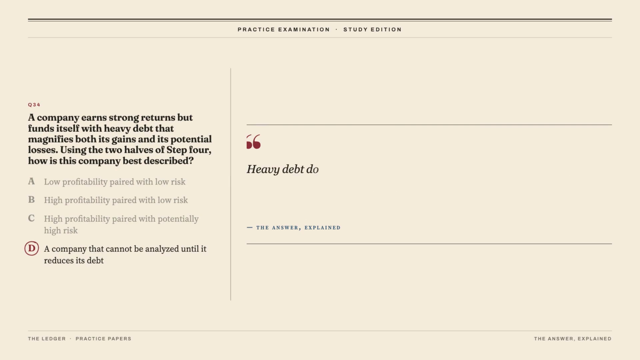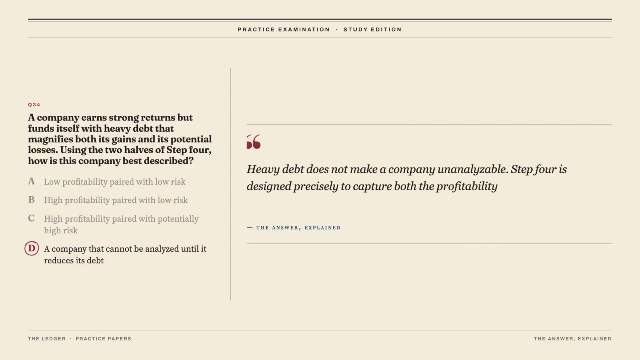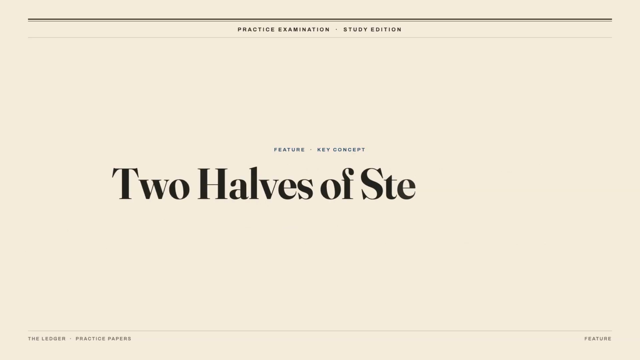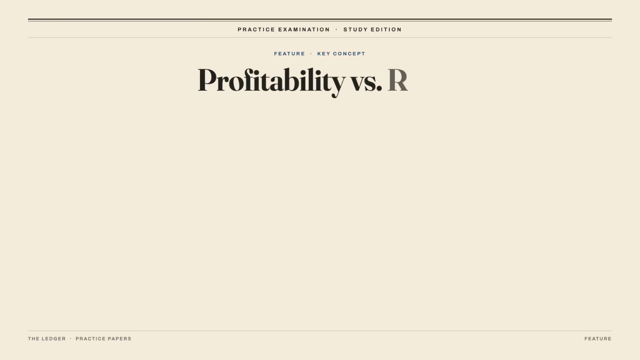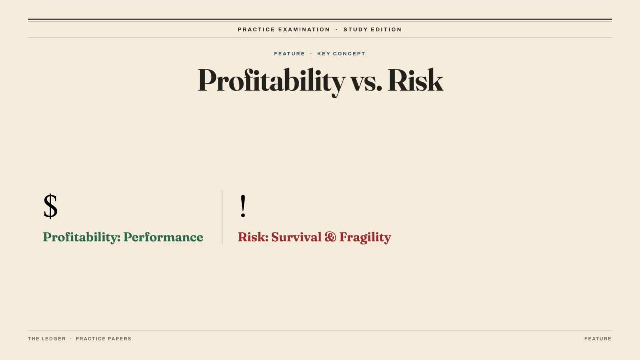D is wrong because heavy debt does not make a company unanalyzable. Step 4 is designed precisely to capture both the profitability and the risk of a leveraged firm. A company can be profitable and dangerously risky at the same time. That's why Step 4 splits into two separate halves rather than one verdict: profitability analysis and risk analysis. Profitability asks how efficiently a company turns revenue, assets, and equity into earnings. Risk asks whether it can meet its obligations, covering liquidity, solvency, credit, bankruptcy, and market risk.